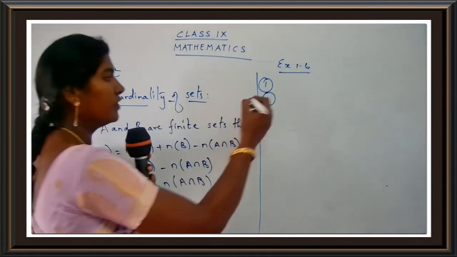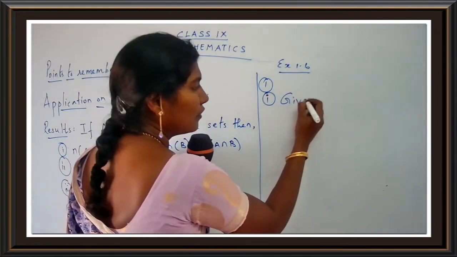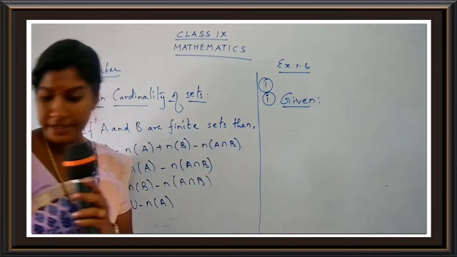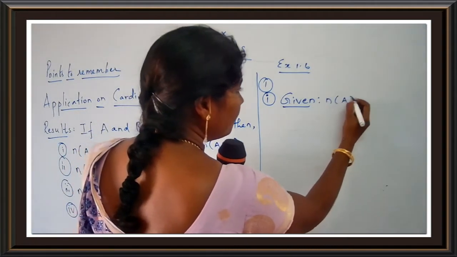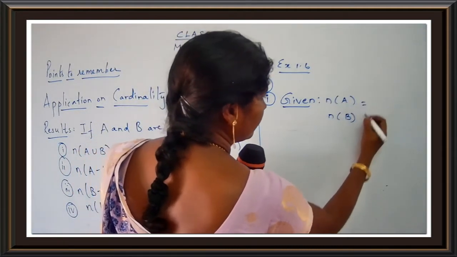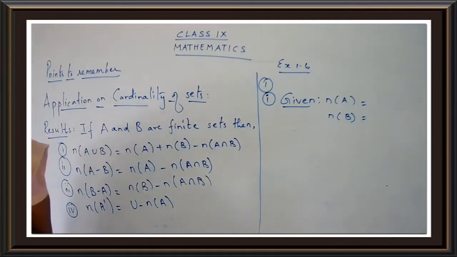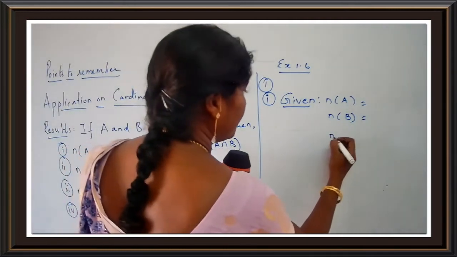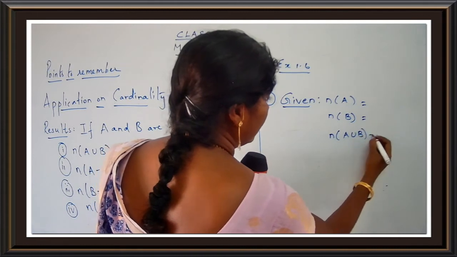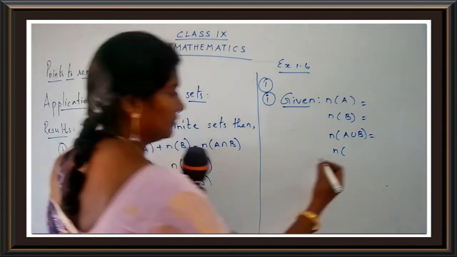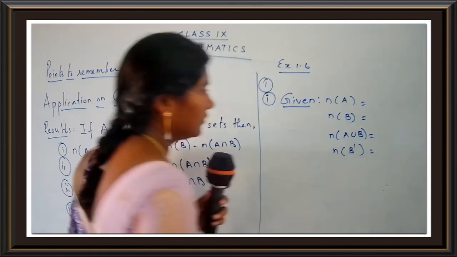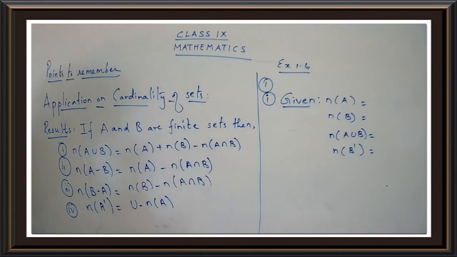Okay, so now what we are going to do is write down the given part. So first of all, we are going to write down what is given to us. So what is given? Write down the given part. N of a is given, n of b is given, then what else is given? N of a union b is given, and n of b dash is given. So write down the values for this. So these are the given parts: n of a, n of b, n of a union b, and n of b dash. Write down the values, children.